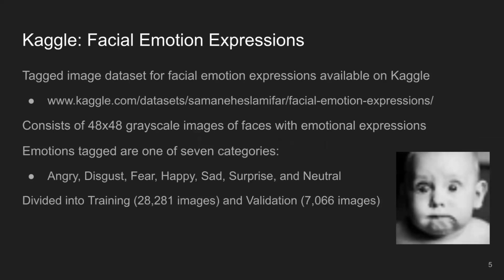This consists of 48 by 48 grayscale images of faces with tagged emotional expressions. Emotions are one of 7 categories: anger, disgust, fear, happy, sad, surprise, and neutral. These have been pre-divided into a training set with over 28,000 images and a validation set of over 7,000 images. The image you see on the slide there is actually one randomly taken from the data set.